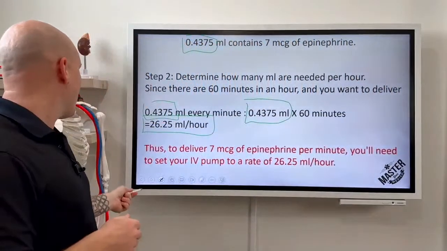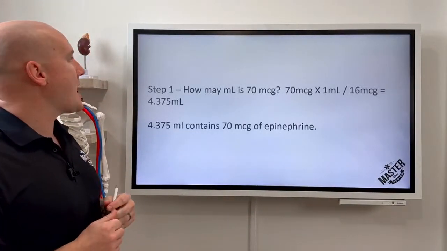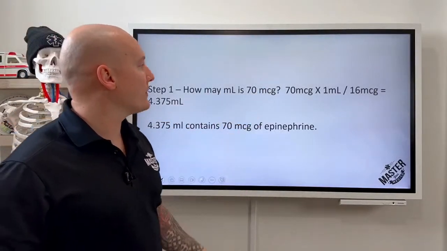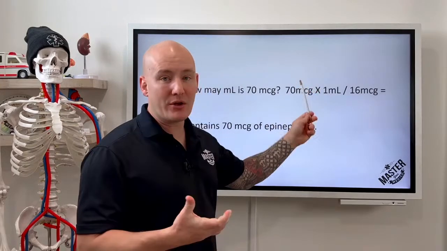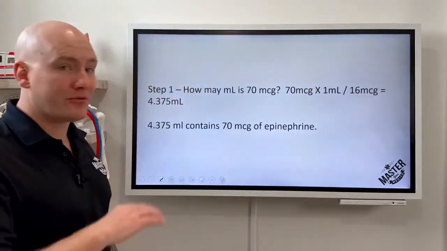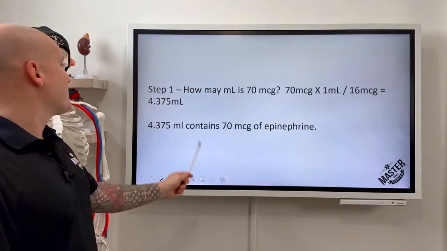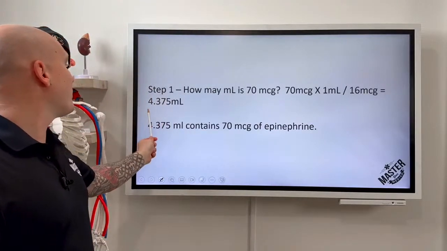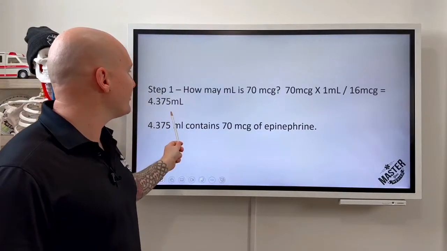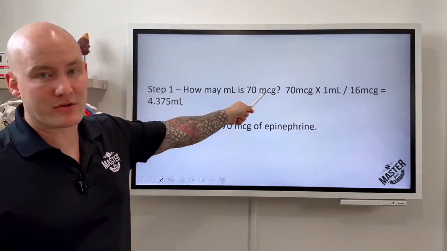Okay, so let's go and do the other side of this. Let's say that we have to go to the max. Okay, so let's do that. 70 micrograms, well, we got to figure out how much mils that is. And so 70 micrograms divided by 16 micrograms, which is again our concentration per mil, is going to give us 4.375 mils. And that is how many mils it takes in order to give us 70 micrograms.